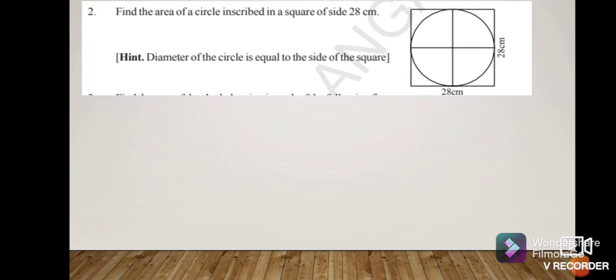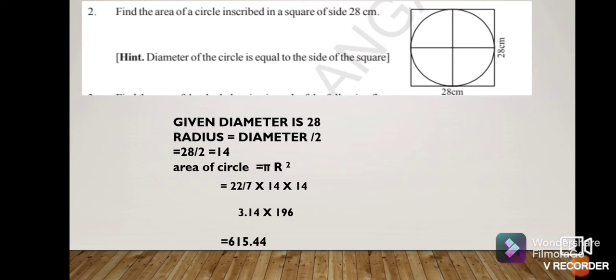Yes, one more important question, it is also just like before. Find the area of circle inscribed in a square of side 28 centimeters. Okay, children. Here also, see this, the circle is inscribed. That means the circle touches the four sides of the square inside. So that's why the diameter of that circle must be equal to the side of the square, which is 28 centimeter.